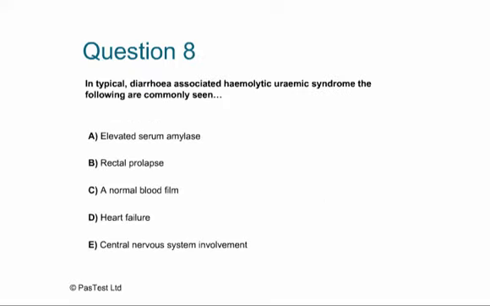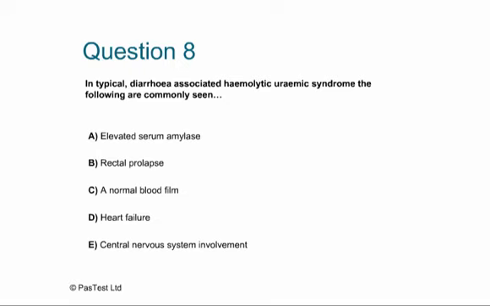Question 8. In typical diarrhea-associated hemolytic uremic syndrome, the following are commonly seen. A, elevated serum amylase. B, rectal prolapse. C, a normal blood film. D, heart failure. And E, central nervous system involvement. And this is another true-false question.